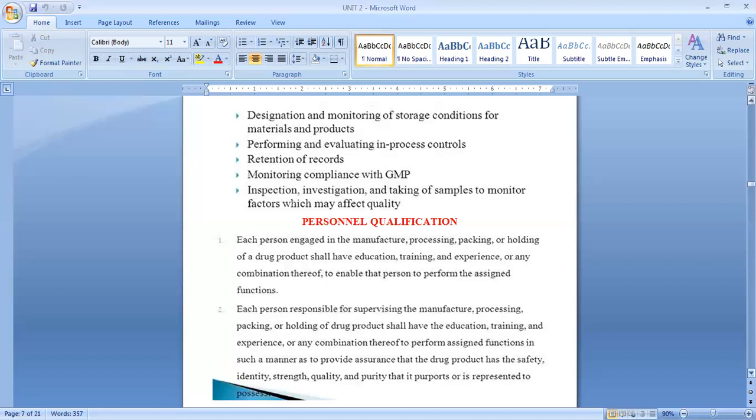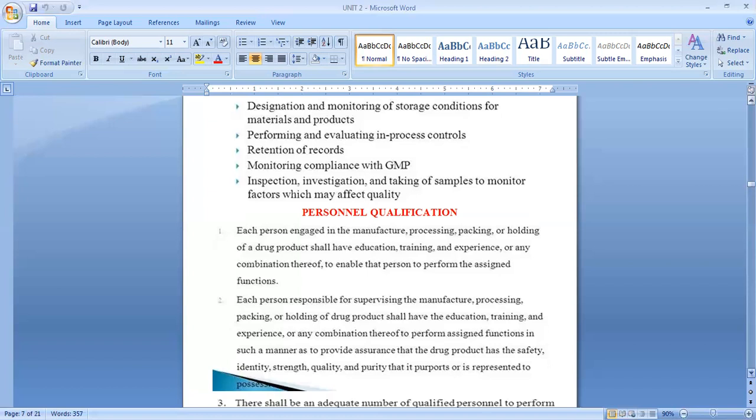Then comes the professional qualification. Each person engaged in the manufacturing, processing, packing, or holding of a drug shall have education, training, and expertise, or any combination thereof, to enable that person to perform the assigned function. Each person responsible for supervising the manufacture, processing, packing, or holding of drug product shall have the education, training, and experience or combination thereof to perform assigned functions in such a manner as to provide assurance that the drug product has the safety, identity, strength, quality, and purity that it purports or is represented to possess.